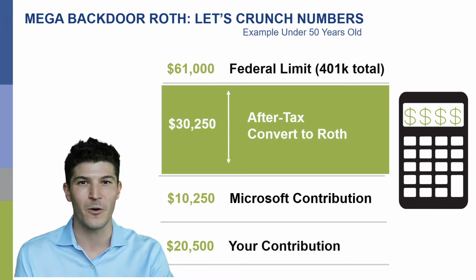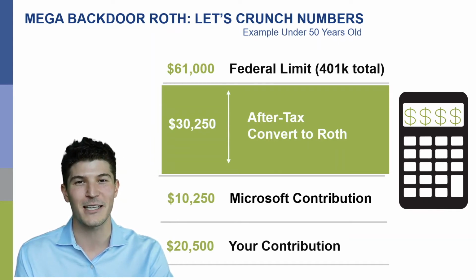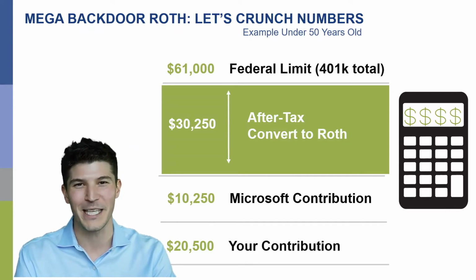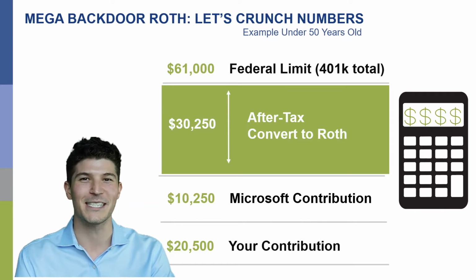For those of you who are older than 50 or will be by the end of 2022, the Mega Backdoor number remains the same. The only difference is that you can contribute an additional $6,500 to this number right here. So your employee contribution is now up to $27,000.